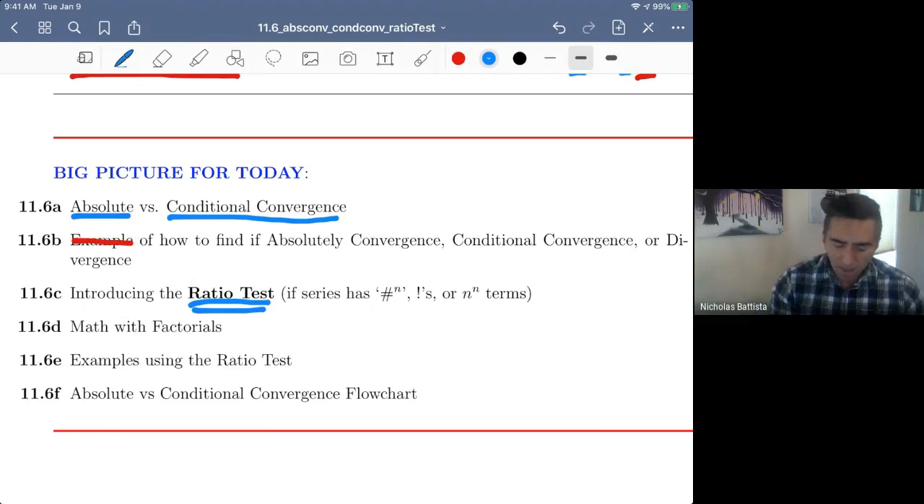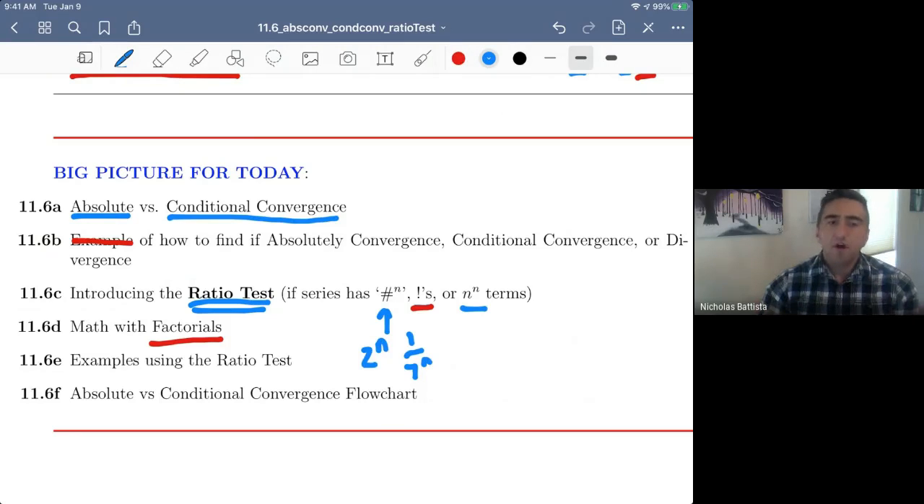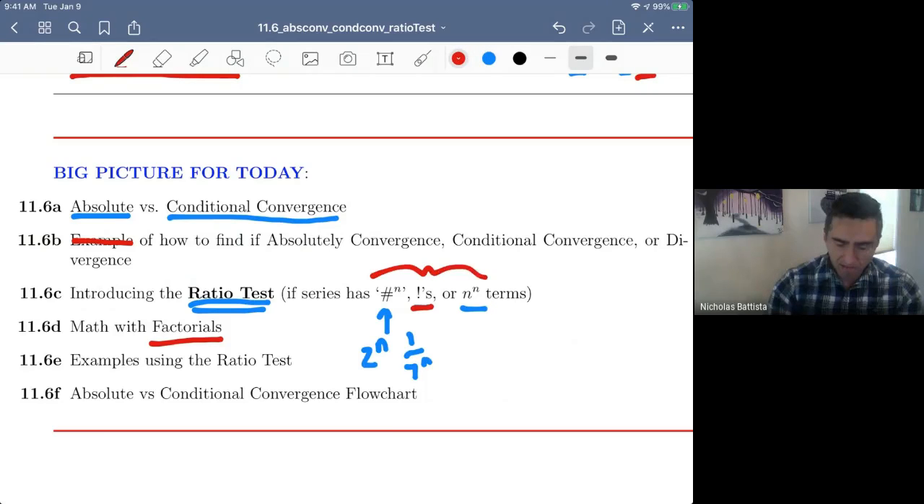And this test can be applied for series that have very particular forms. So something where we have numbers raised to the n. So this would be something like 2 to the n or 1 over 7 to the n kind of thing. Factorials. If you don't remember what factorials are, there's also going to be a video for how to do factorials and factorials with algebra, as well as the last form, when we have terms like n to the n. These are all going to be indications of when to use the ratio test for us. And we're going to do some examples using the ratio test.